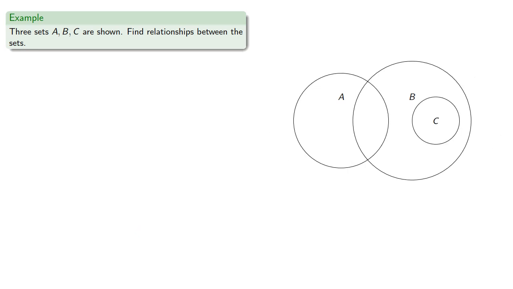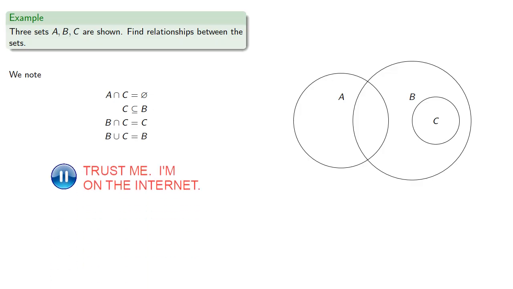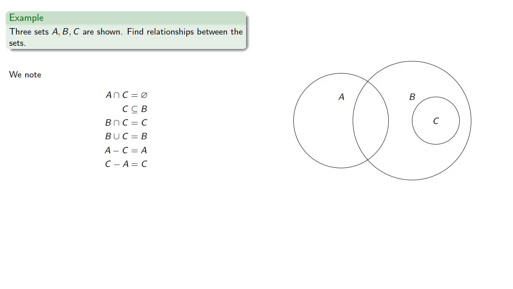Or let's consider another set of 3. So we note that A and C are completely disjoint, so their intersection is guaranteed to be the empty set. C is entirely inside of B, so it's a subset, and that also means that the intersection of B and C is C, and the union of B and C is B. Finally, we can find the set differences A minus C and C minus A.